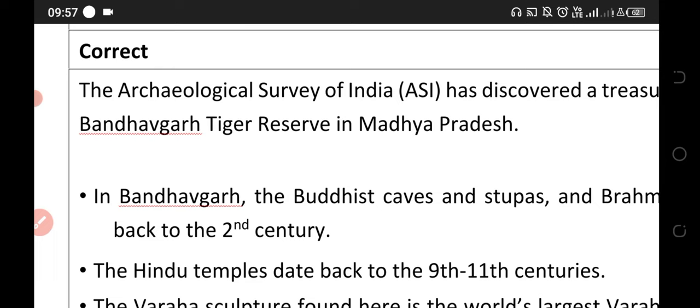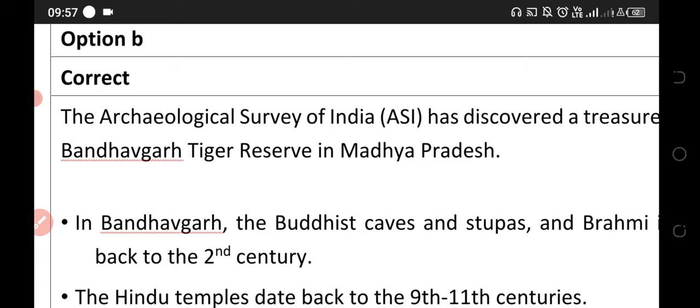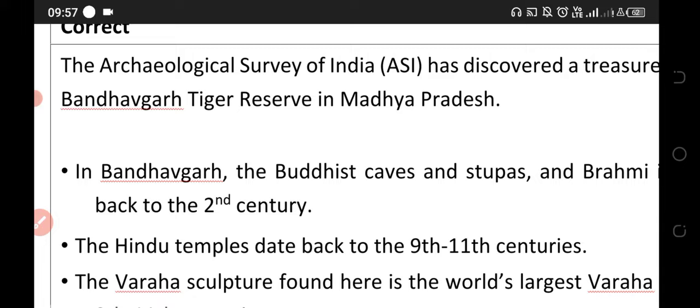The Archaeological Survey of India, ASI, has discovered a treasure trove of ancient relics at the Bandhavgarh Tiger Reserve in Madhya Pradesh. Why is it so in the news? That is the question.